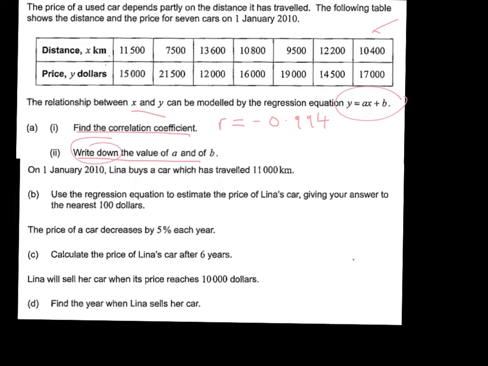And we are in part 2 then asked to write down the value of A and B. It says write down because, again, we're reading this straight from the calculator. So you're going to write down A equals negative 1.581 and B equals 33,480. And that is from the linear regression, and on your calculator it would appear as mx plus b.